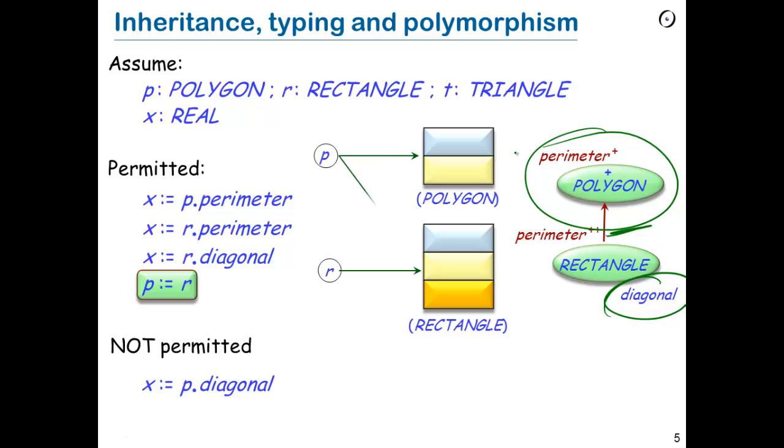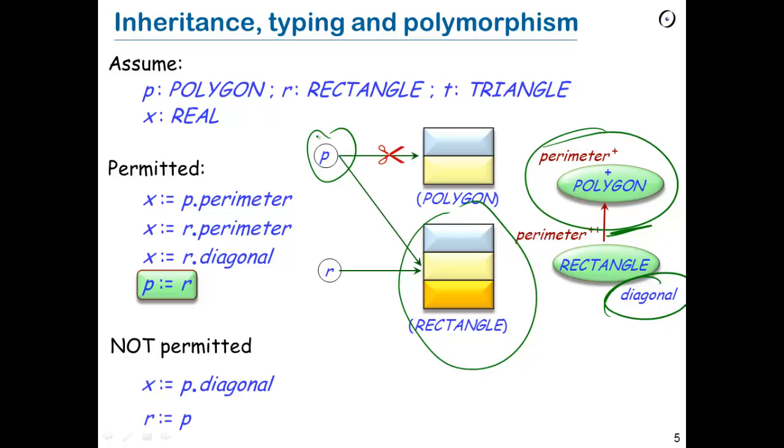Now, as we saw in the last sub-lecture, we can also have a polymorphic assignment in which R becomes assigned to P, so the object that R was attached to will also become attached to P. And so we have this polymorphism example, the same thing as we had with trams and transports in the last lecture. That is, the possibility for a variable of type polygon to become attached to an object whose type is a descendant of polygon.